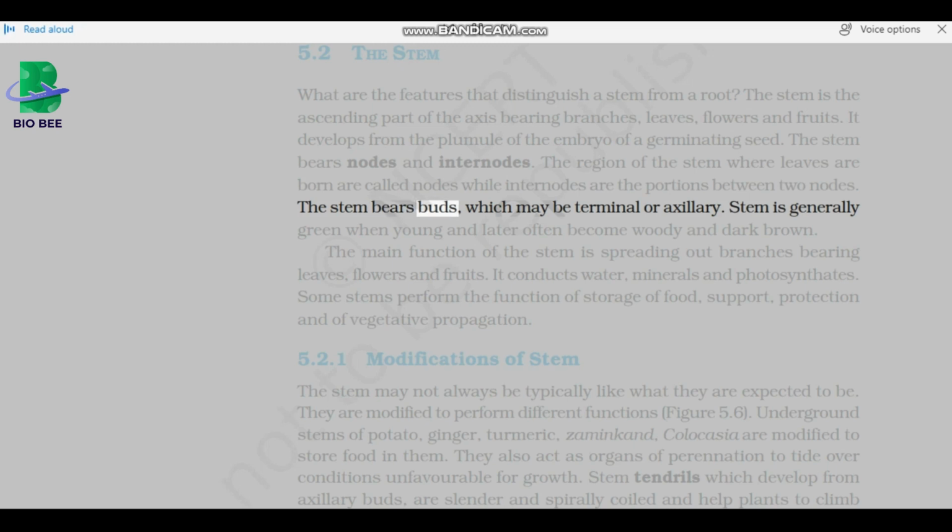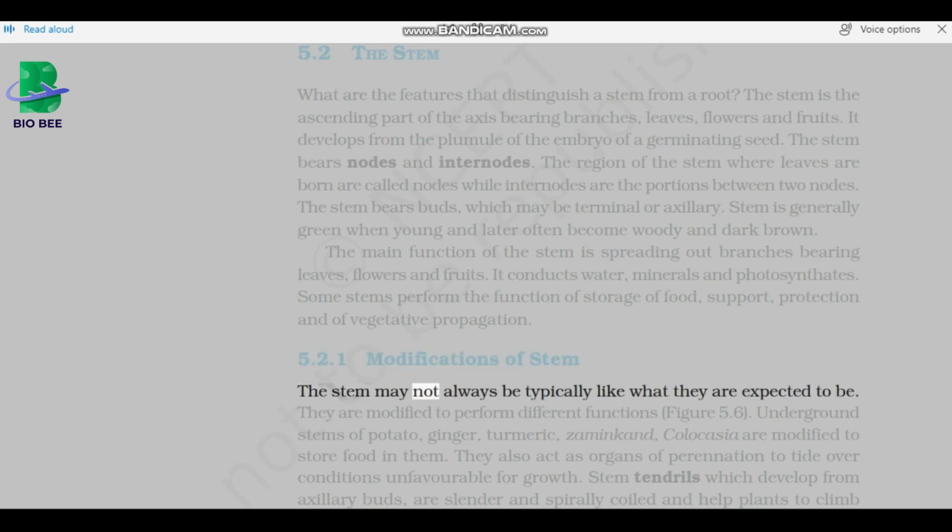The stem bears buds, which may be terminal or axillary. Stem is generally green when young and later often becomes woody and dark brown. The main function of the stem is spreading out branches bearing leaves, flowers, and fruits. It conducts water, minerals, and photosynthate. Some stems perform the function of storage of food, support, protection, and of vegetative propagation. Modifications of stem.